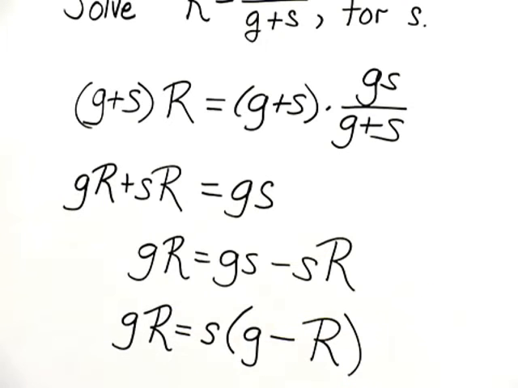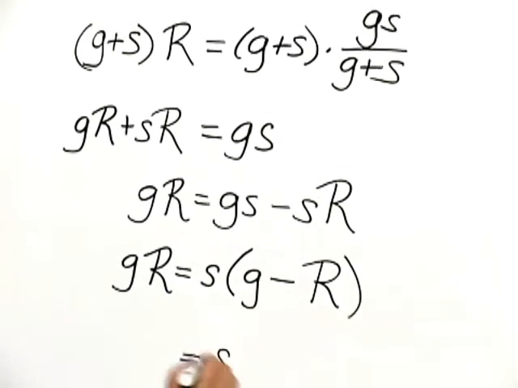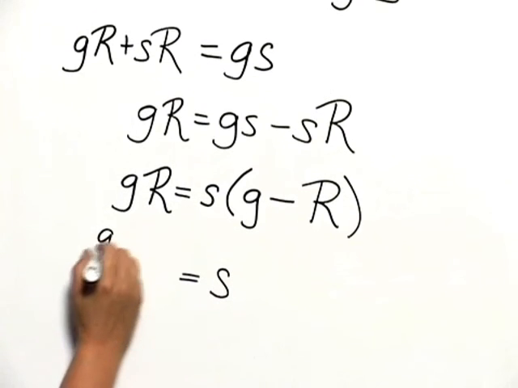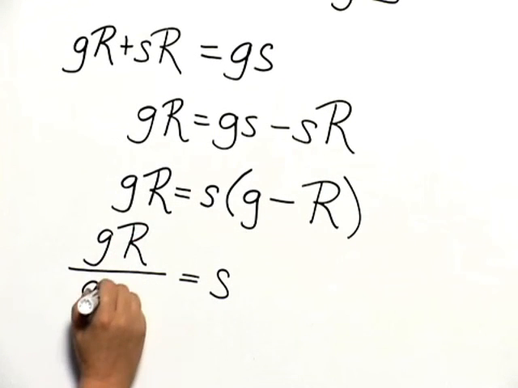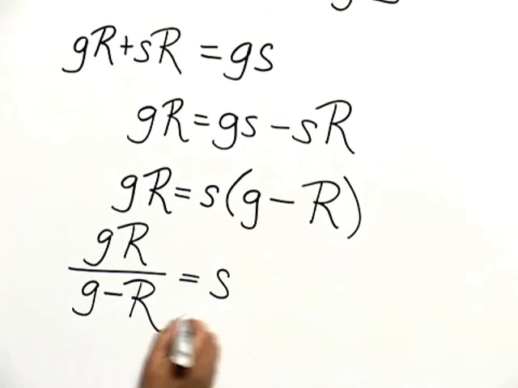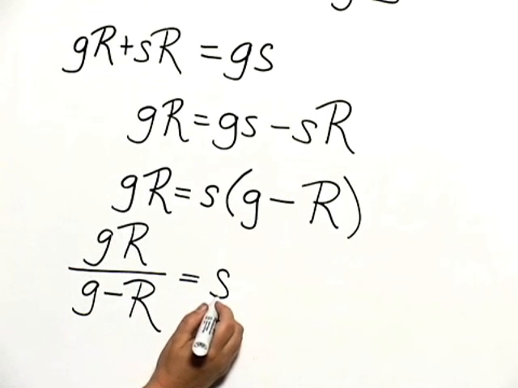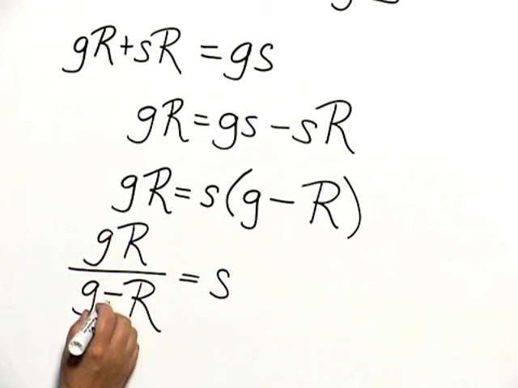Now we can see that to get s by itself, we divide both sides of the equation by g minus r. Dividing by g minus r on this side will leave us with simply s. Dividing by g minus r on this side, we get gr over g minus r. And since s is by itself on one side of the equation and doesn't appear anywhere on the other side, we have solved for s.